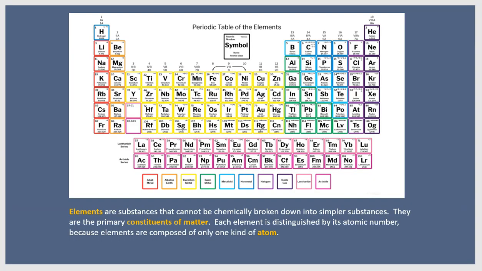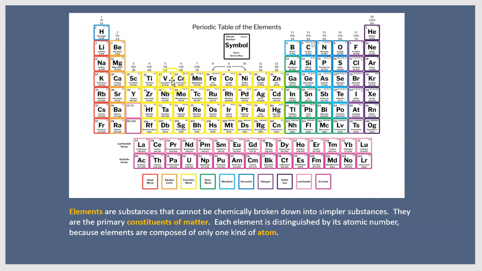Now, what are elements? You're probably familiar with the periodic table of the elements. Elements are substances that cannot be chemically broken down into simpler substances. They are the primary constituents of matter. And each element is distinguished by its atomic number because elements are composed of only one kind of atom. And we'll get to what atoms are in a moment. But first, the periodic table.